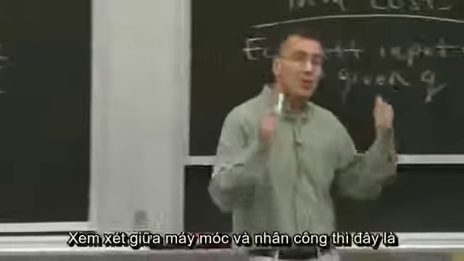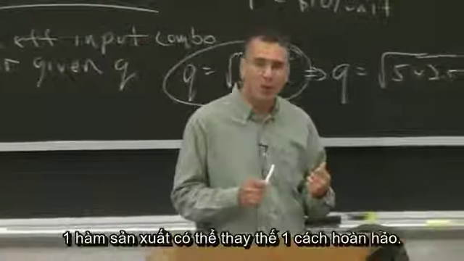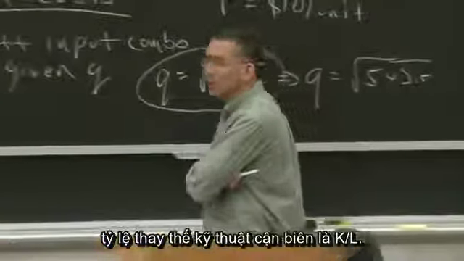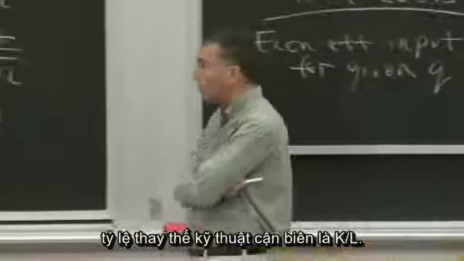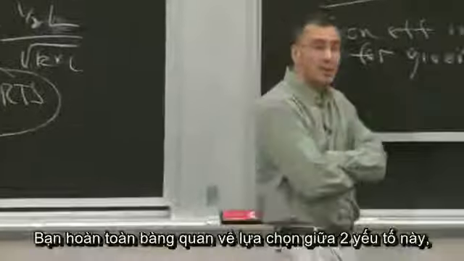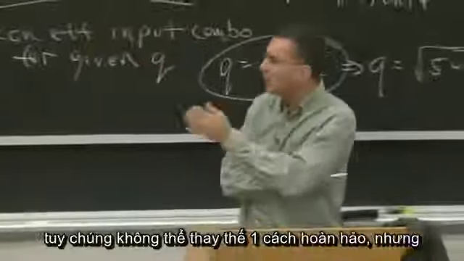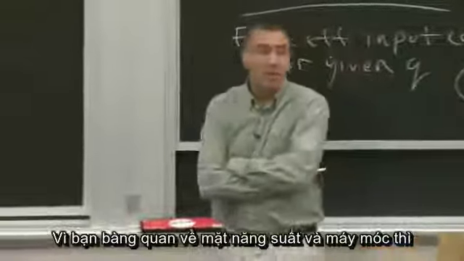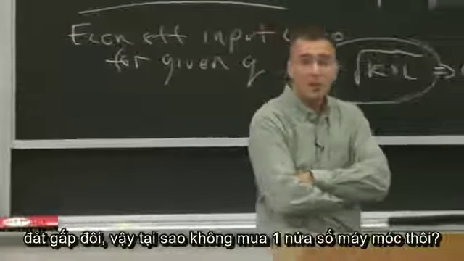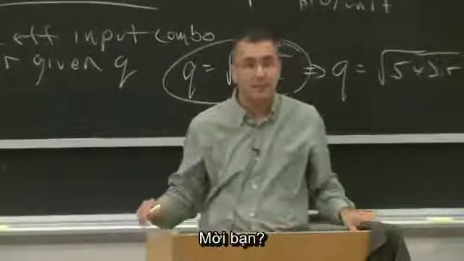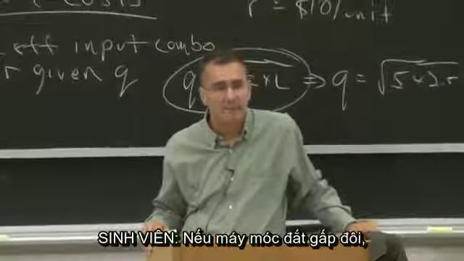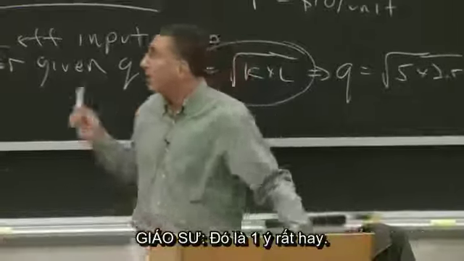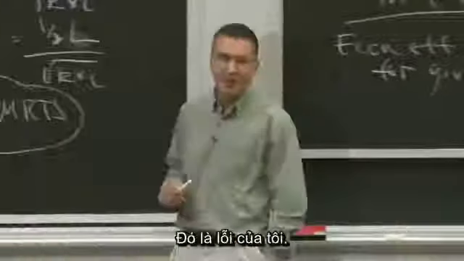Given the machines and workers, this is a perfectly substitutable production function. The marginal rate of technical substitution is K over L. You're perfectly indifferent between these two. Not perfectly substitutable, but at this point you're indifferent between the two. So given that you're indifferent and the machines cost twice as much, why not buy half as many machines? Yeah? But then if the machines cost twice as much, why buy any machines? Oh, that's a very good point. Because it's not a perfectly substitutable function, my bad.